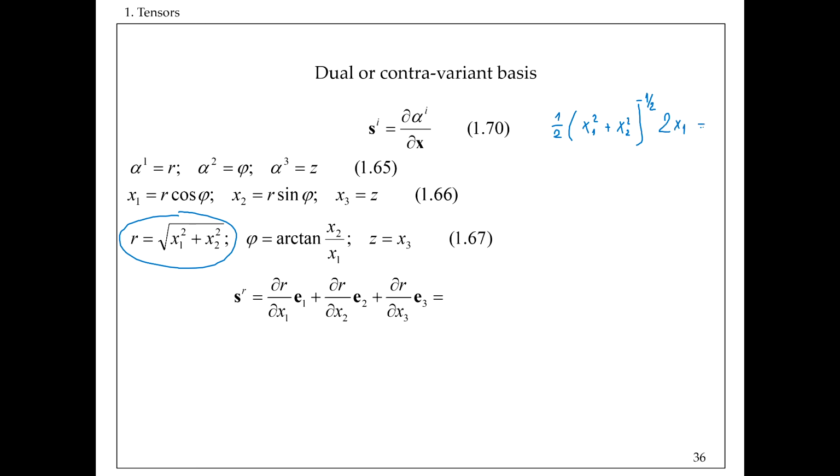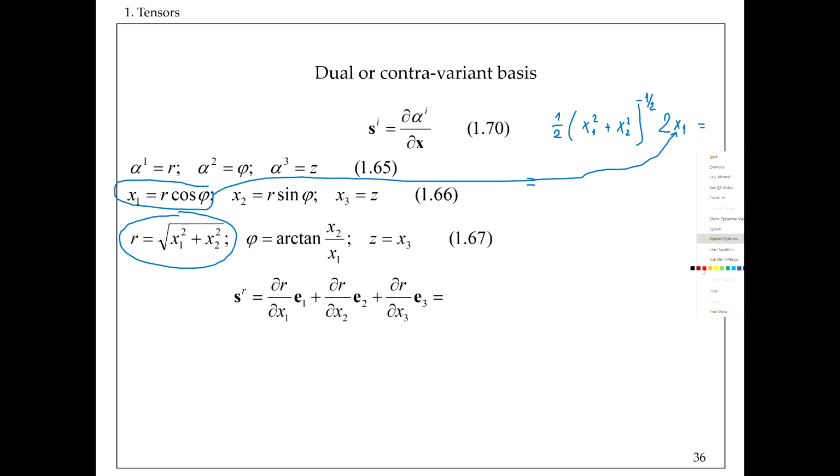Now if we continue, then the 2 and the half are gone, and we have x1 multiplied with this. But now we can go back to the definition of x1, which is right here. So x1 is equal to r cosine phi. We can take that and substitute it back in here. So this and this 2 are already gone, so that's okay.